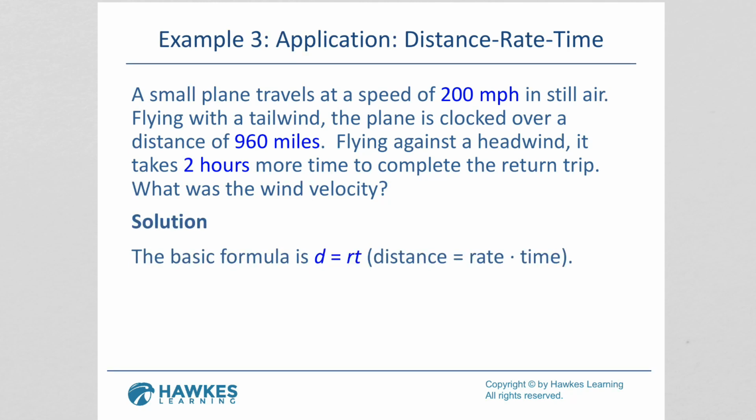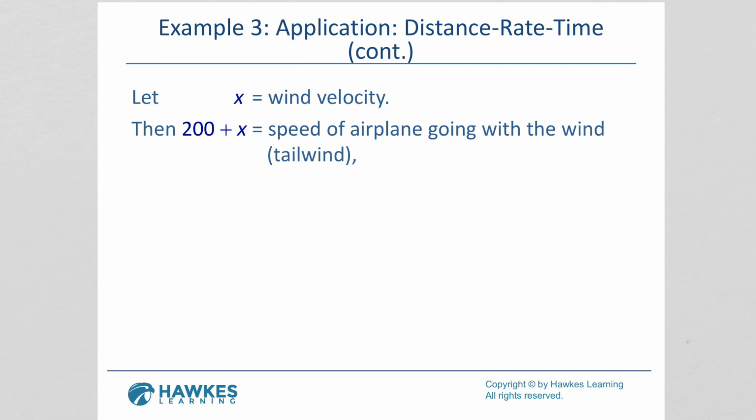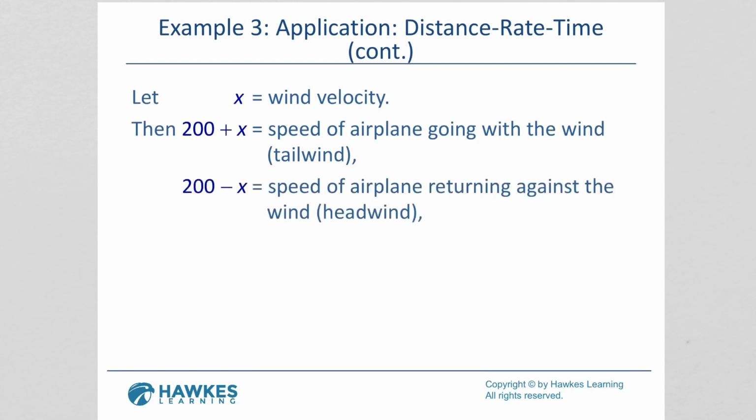The basic formula is distance equals rate times time, or D equals RT. We also know that time is equal to distance over R, or T is equal to D over R, and that rate is equal to distance over time, or R is equal to D over T. So we're going to let x equal the wind velocity. Then 200 plus x will be the speed of the airplane going with the wind, which is a tailwind. 200 minus x will be the speed of the airplane returning against the wind, which is a headwind.